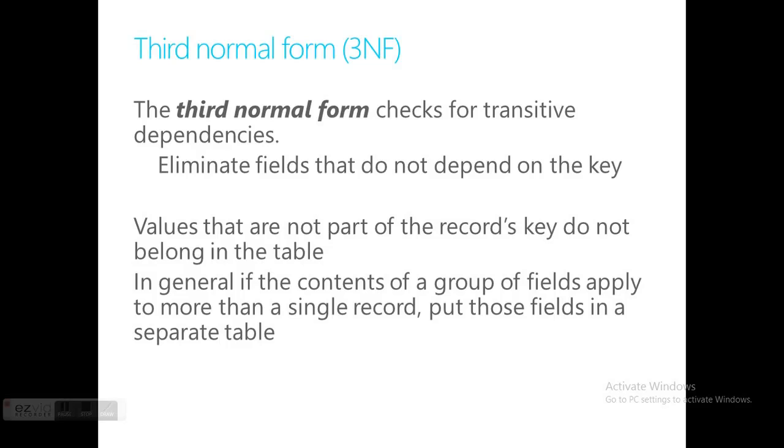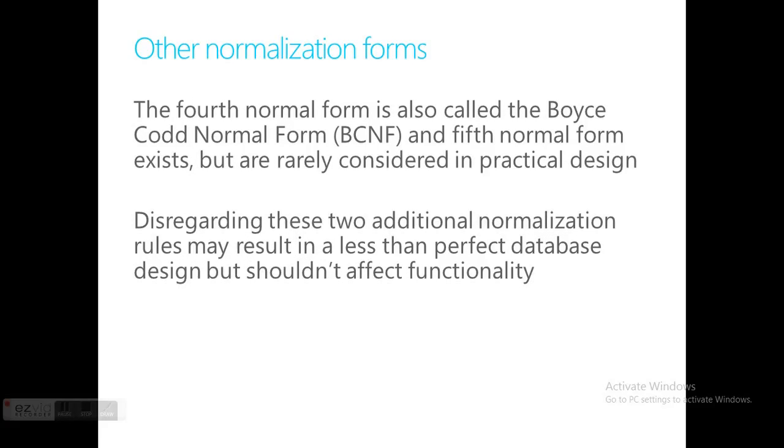Third normal form checks for transitive dependencies. In this, we eliminate attributes that are not dependent on the key. Values that are not part of the record's key do not belong in the table; we create a separate table for them. In general, if the contents of a group of fields apply to more than a single record, put these fields in a separate table. Other normal forms, the 4th and 5th, do exist.